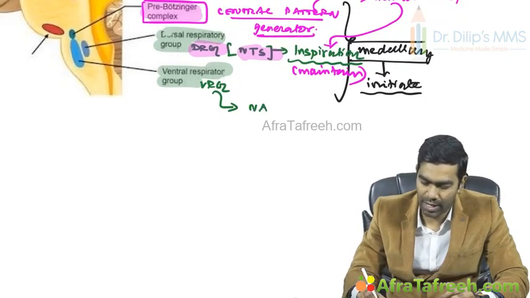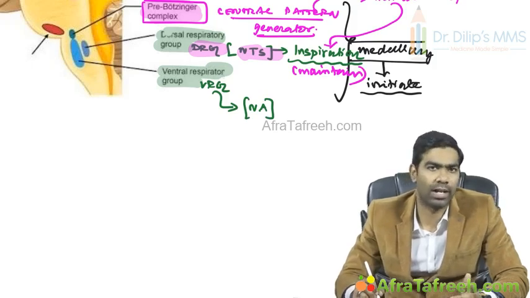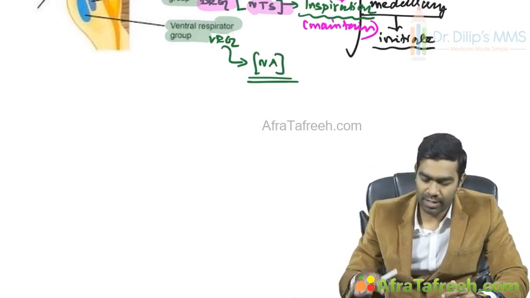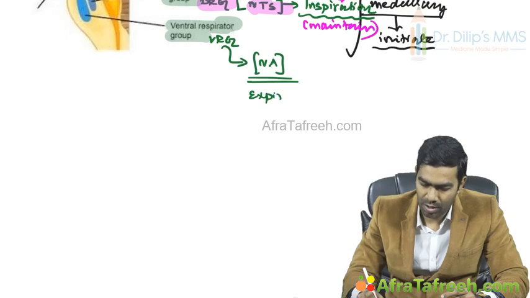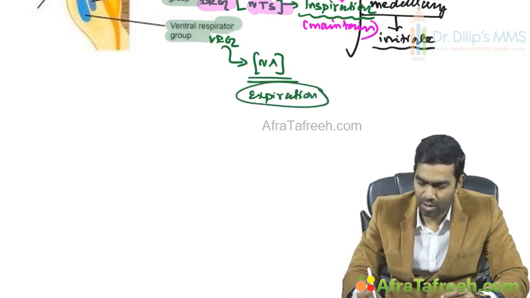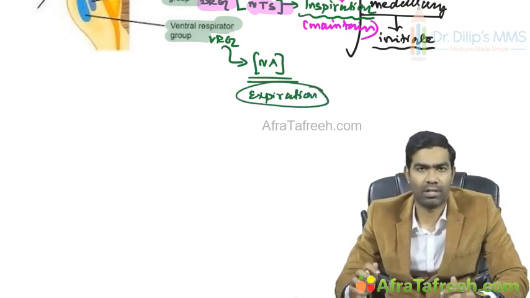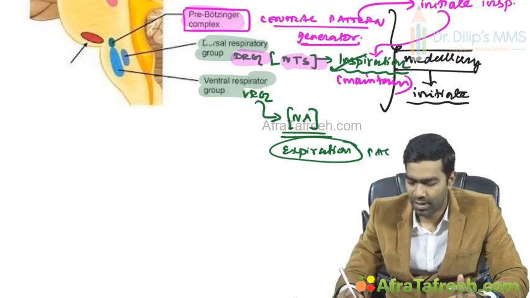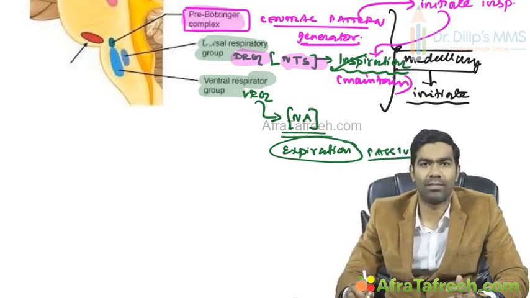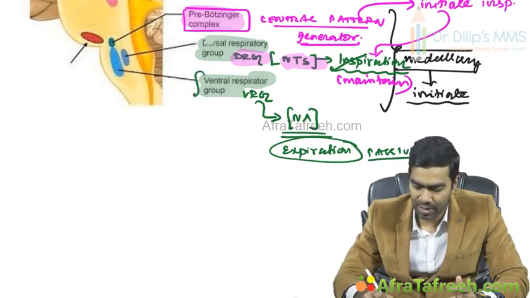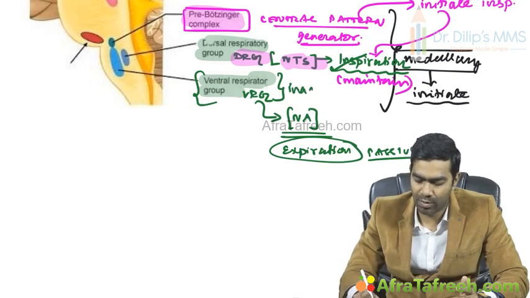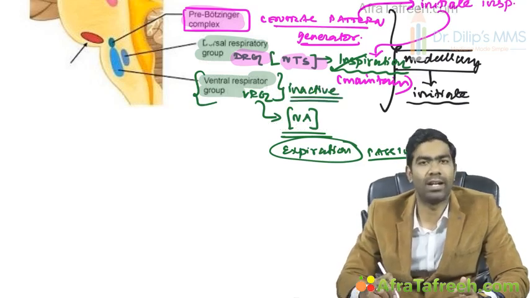And what about the ventral respiratory group? Ventral respiratory group is located actually in the nucleus ambiguus. Again, it's one of the nuclear groups in the medulla. And this is important for expiration. Very important. Remember, in a normal tidal respiration, I already told you, inspiration is active and expiration is passive. Since expiration is passive, this ventral respiratory group will be inactive during normal tidal respiration.